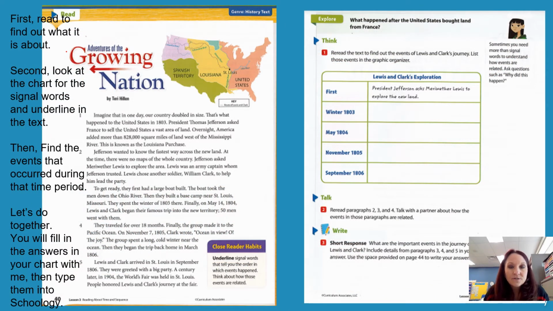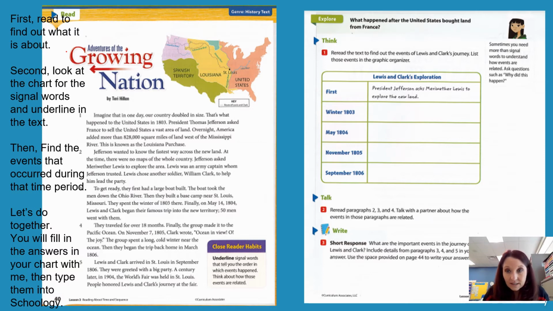Okay, turn to pages 40 and 41 in your Ready Common Core reading book or the copies of the papers that you have. We are going to read a story, a historical story. That means this is something that happened in the past, called Adventures of the Growing Nation.